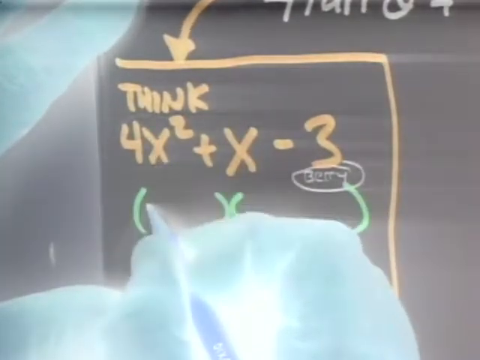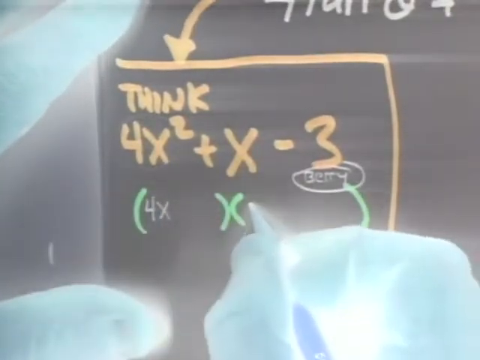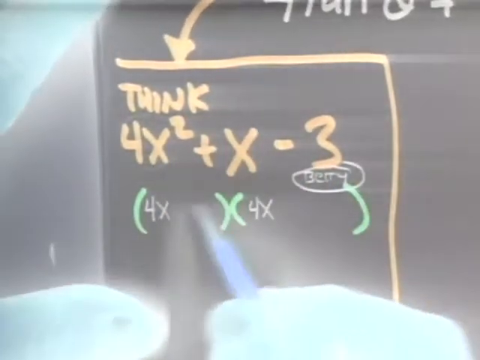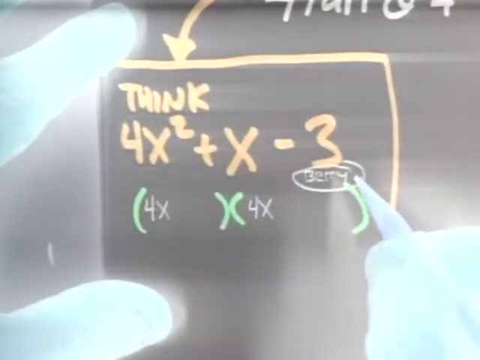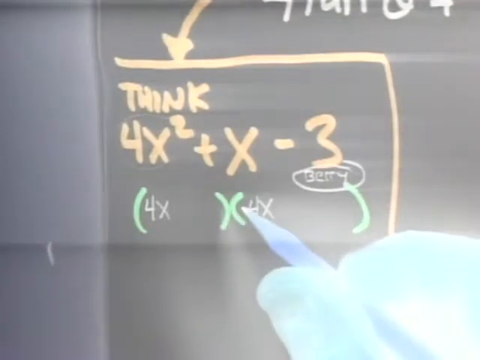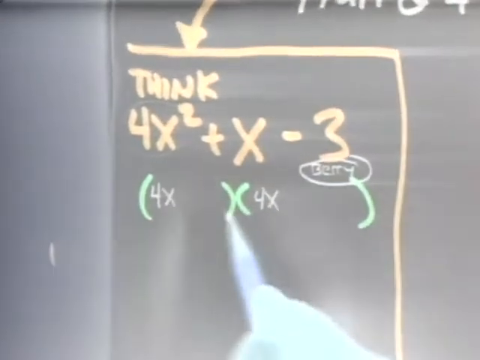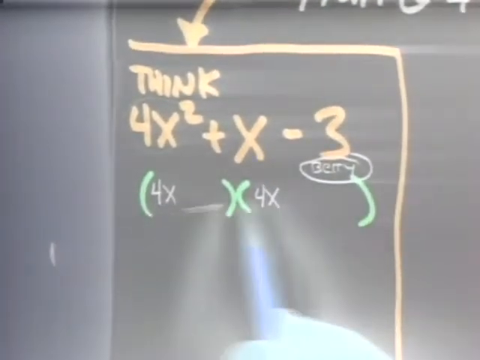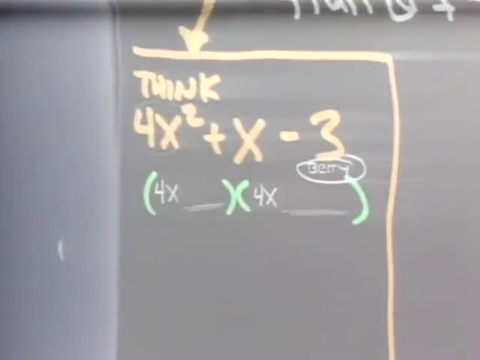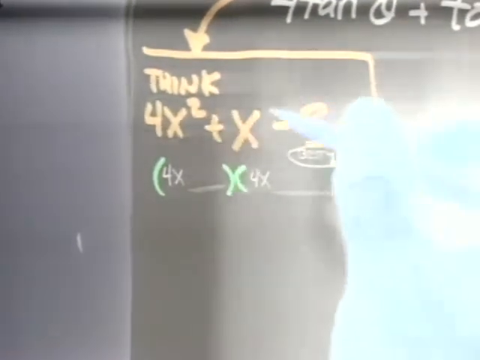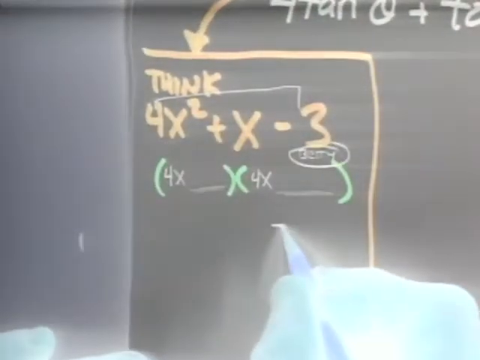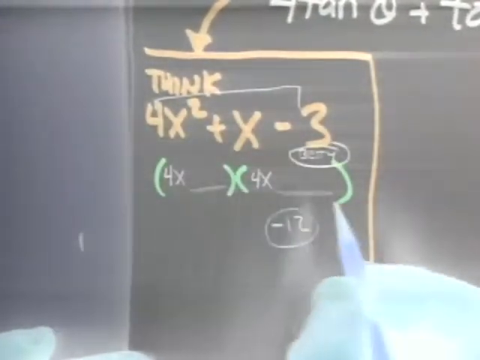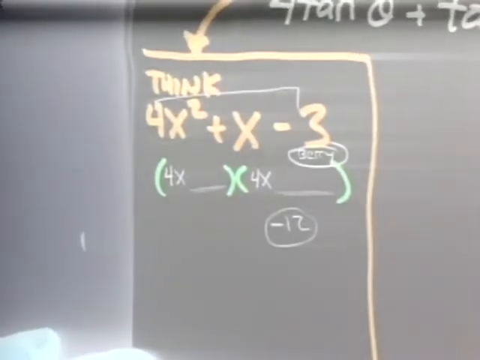So instead of putting x and x, you've got to put 4x and 4x. It's totally wrong. It's totally cheating, because 4x and 4x doesn't make 4x squared. But using the Berry method, you cheat right now, and at the end, you fix it. So we put 4x and 4x, and then I need the numbers that go here and here. They don't multiply to that. You actually connect your 4 and your negative 3, so they have to multiply to negative 12.